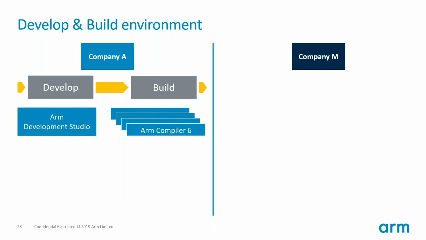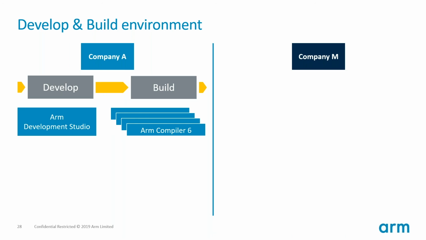So for the CI environment, as discussed before, it essentially breaks down to developing code, building tests, and testing in a lot of different unit tests, integration tests, system tests, etc. For each of these companies, Company A and Company M, they're both going to be developing, building, and testing. But the specifics of how they do that are going to be quite different.